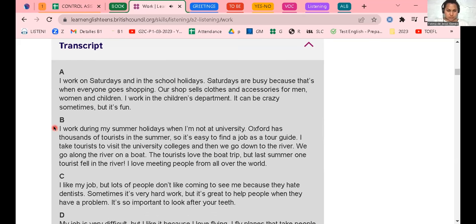B. I work during my summer holidays at university. Oxford has thousands of tourists in the summer, so it's easy to find a job as a tour guide. I take tourists to visit the university colleges, and then we go down to the river. We go along the river on a boat. The tourists love the boat trip, but last summer, one tourist fell in the river. I love meeting people from all over the world.